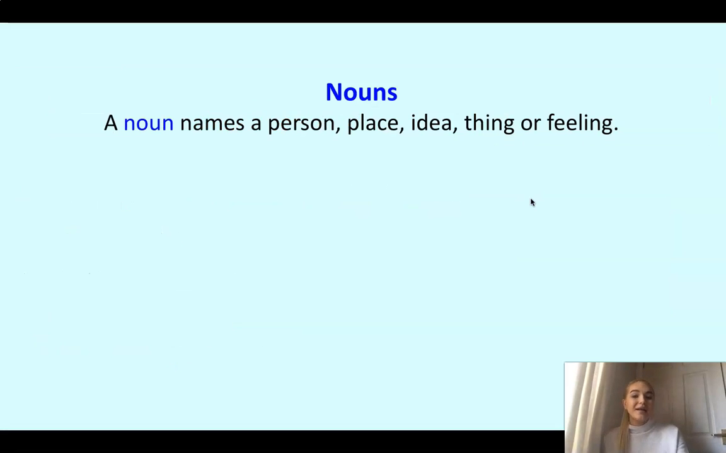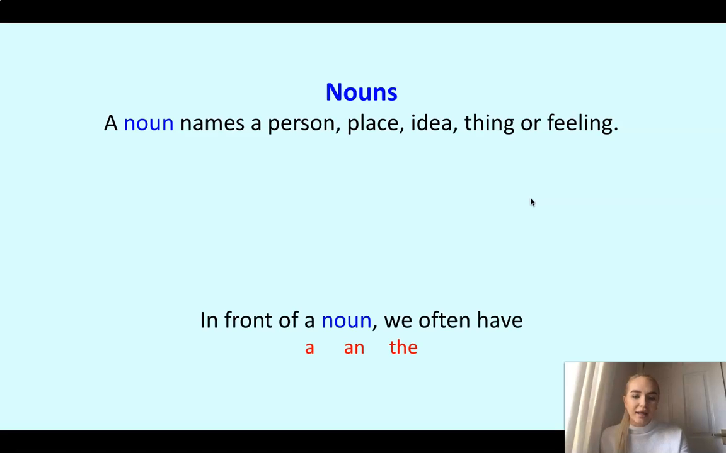So thinking about a noun, if we remember, a noun could name a person, a place, an idea, a thing, or a feeling. So look around you in the room right now. You can see lots of nouns. You might be able to see a table. That's a noun. You might be able to see a person, a family member, or someone else in your house. You might be able to see a place such as a kitchen or a bedroom. Okay, so that is what a noun is.